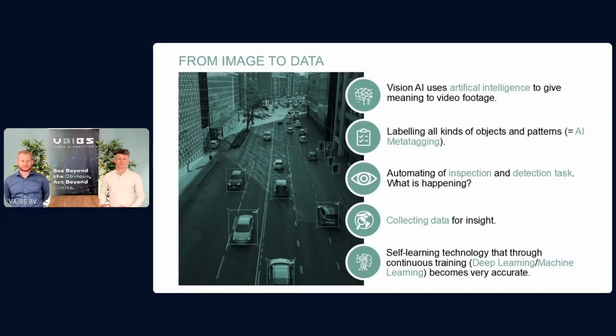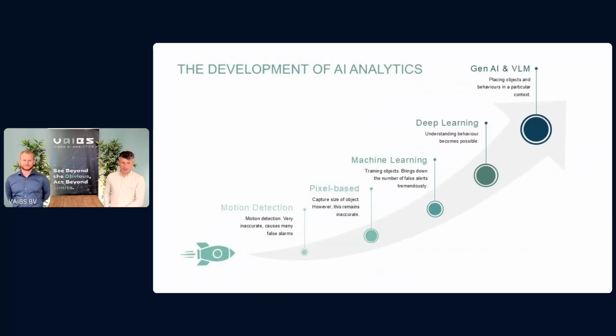And by deploying this technology, running it on your existing camera systems, it will continuously train itself by using the data to be more accurate and more aware of what is happening. And to do that, it uses deep learning, machine learning, but that is something I will explain in this sheet.